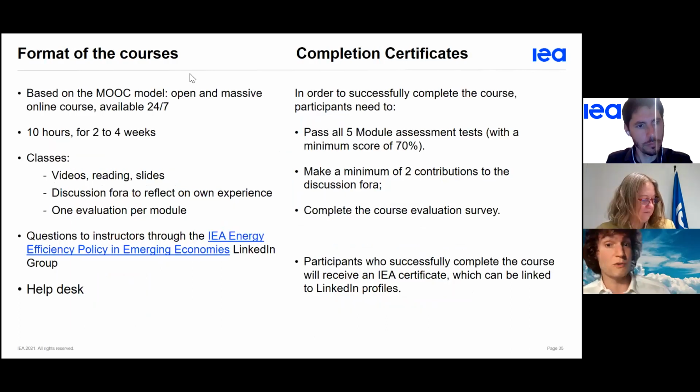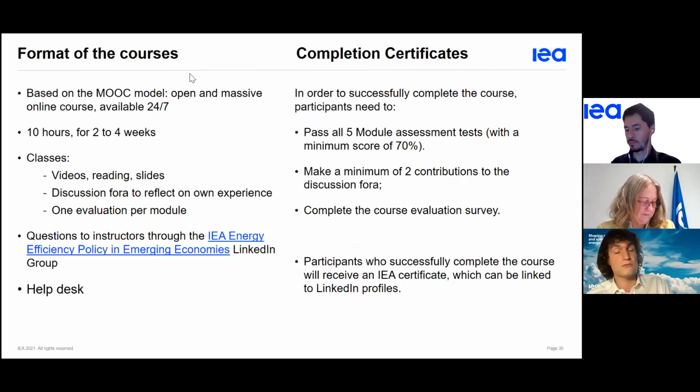So it's based on the MOOC model. It's a free, open and massive online course. Once you've registered, it's available 24/7, so you can take as long as you want to complete the course. It takes 10 hours, but approximately, we say it takes 2 to 4 weeks, but some people can do it in 1 week. In terms of content, it's got videos, readings, and slides. You've got discussion fora in which you can reflect on your own experience, and there is 1 evaluation per module.